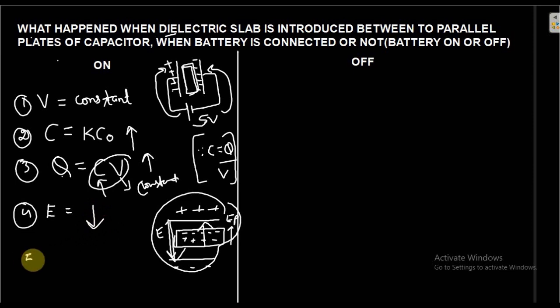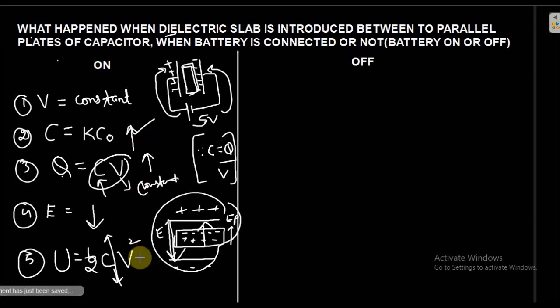Next we will discuss energy. We have a formula for parallel plate capacitor energy: U is equal to half CV squared. This capacitance C is going to increase, from the second equation, and this V is constant.